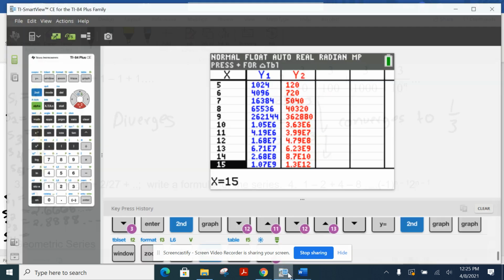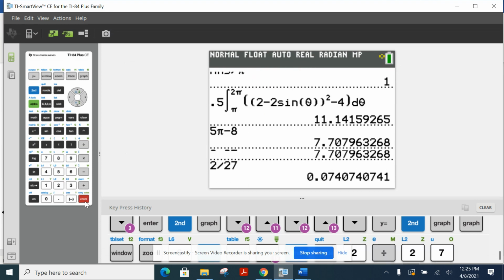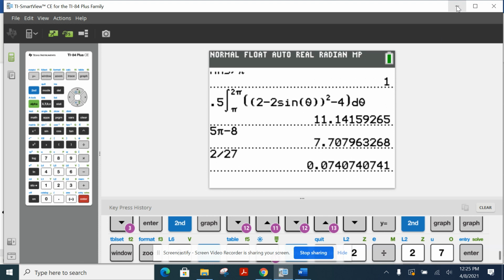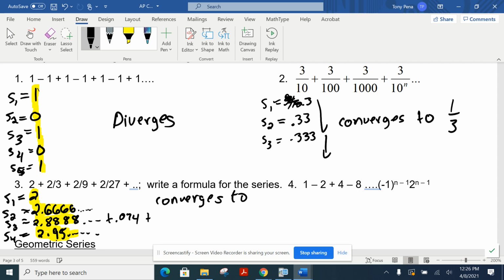2/27, I've got to recall this one real quick. 2 divided by 27 gives you 0.074074, so on and so forth. So add 0.074, so on and so forth. Let's say it was 2.95 and some change right here. As we now look at this, we went from 2 to 2.6 repeating, 2.88 repeating, 2.95. What does this appear to be converging to? 3. Yeah, this converges to 3.